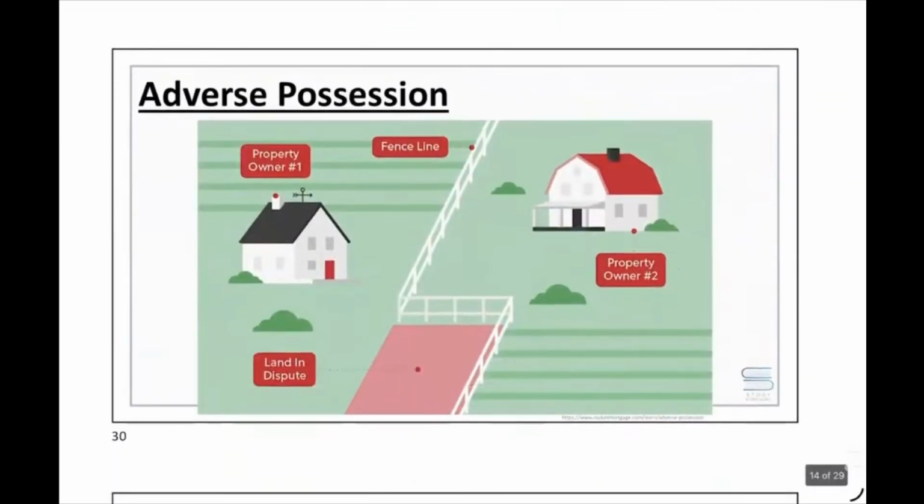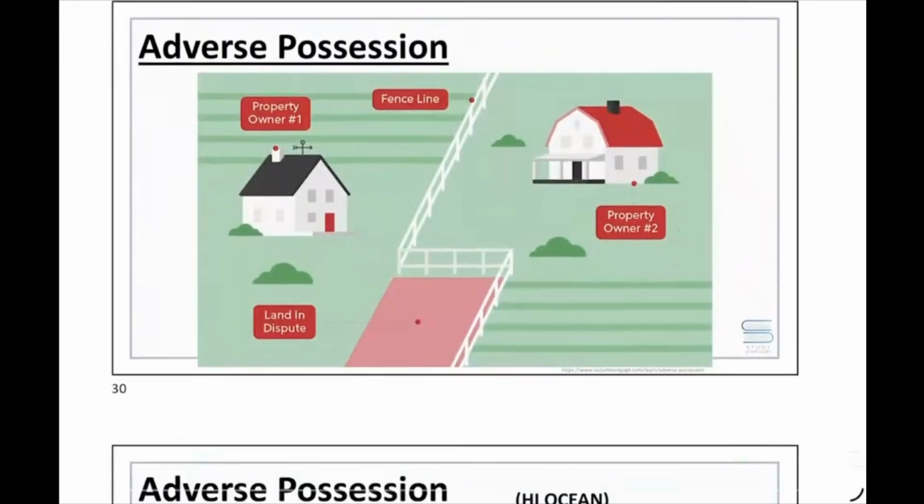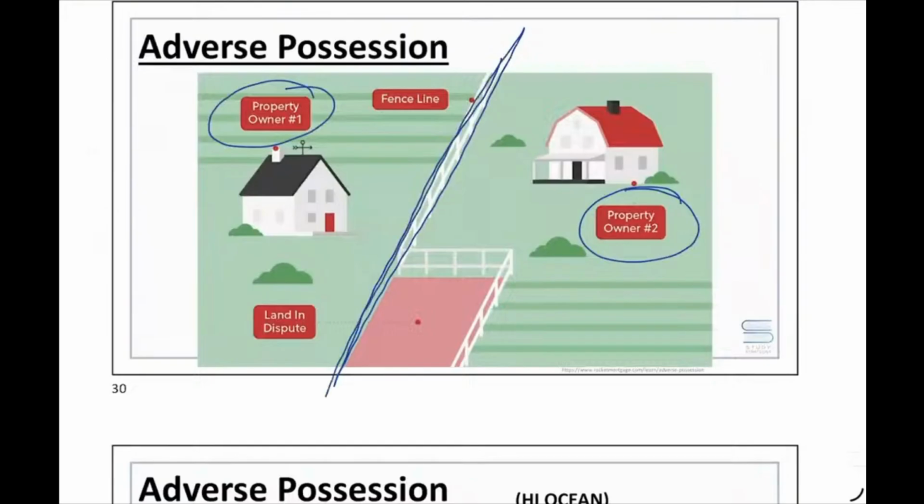So again, adverse possession is if you use somebody's land too long. So you see property one right here put a fence on property two's land. Imagine this was actually the property line. Property one said, property line, hold my beer. Nah, I'm gonna put my fence right here. Well, if we meet all the criteria, maybe it's 70 years later, property two is like, you know what, we're ready for you to take down this fence.